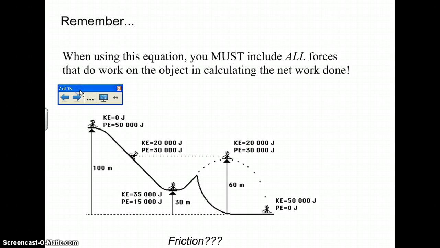So remember on this one, when using this equation, you must include all forces that are working on the object. So you got to use KE and PE. If there is no friction, I added this, guys. If there is no friction in the system, then you could say that there is 100% transfer. Check this out. No matter where you are on this system, you equal 50,000 joules, because there's complete transfer of energy throughout the system. Why? Because it's on a frictionless plane.